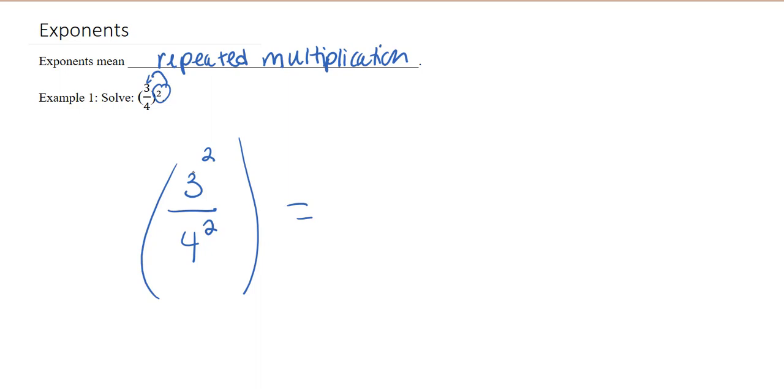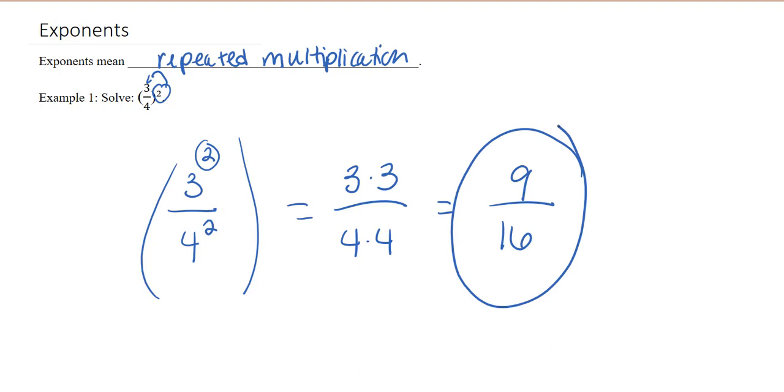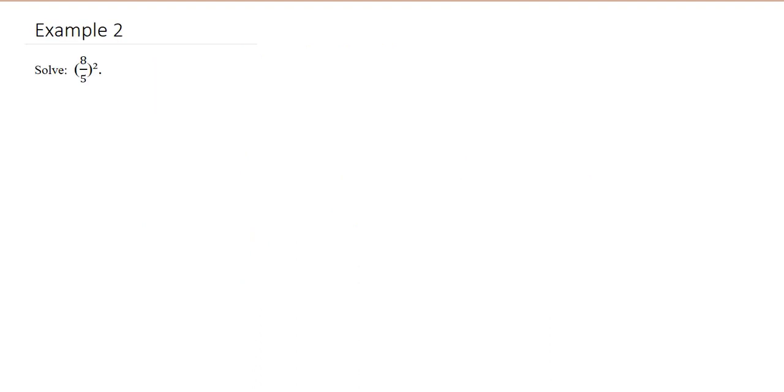So what's 3 times 3? Because this is just telling you how many copies you have of 3 that you need to multiply. So we have 3 times 3, and we have 4 times 4. So 3 times 3 is 9, and then 4 times 4 is 16. And that would be our solution. Let's look at another example.